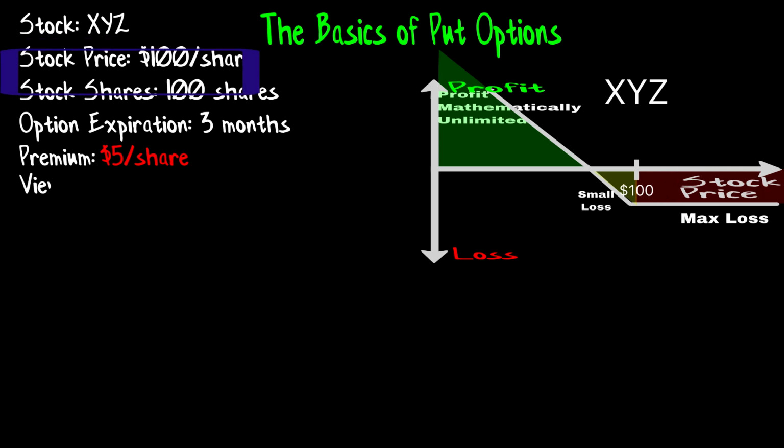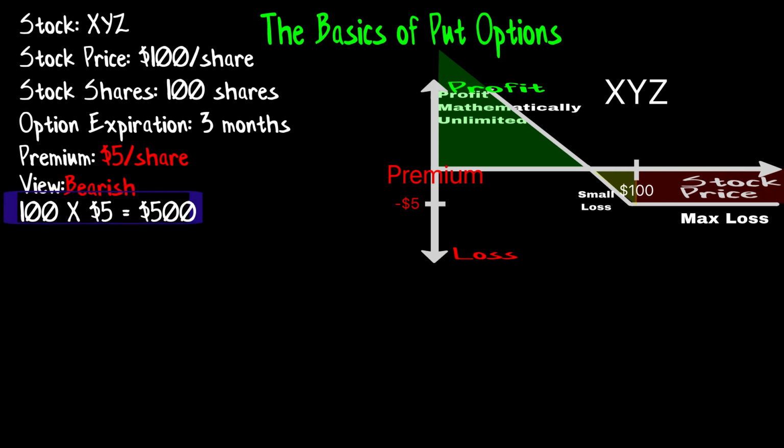Brad thinks XYZ will go down a lot, so we can see Brad is bearish on the stock. It costs $5 a share, so his total risk for the put option is $500. This is the max amount he can lose.